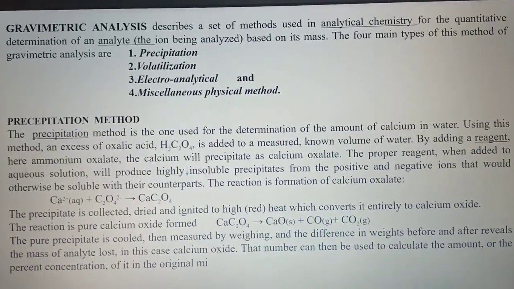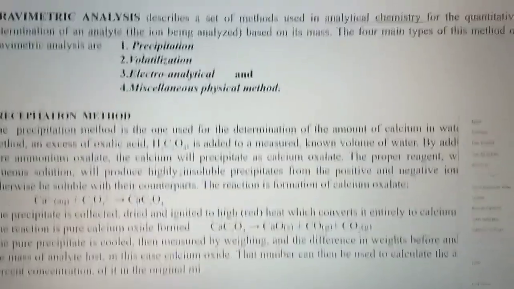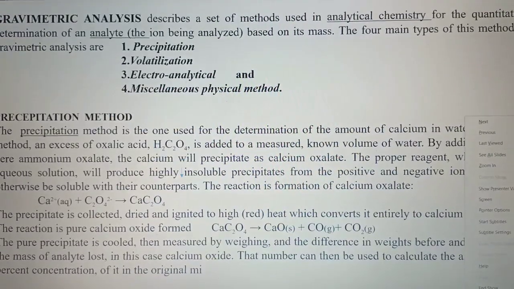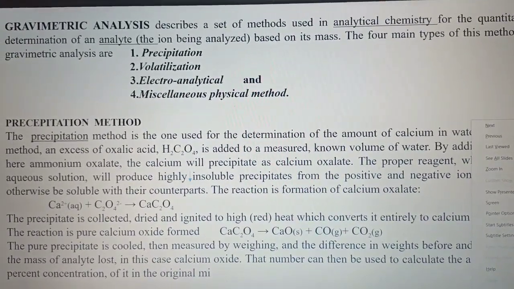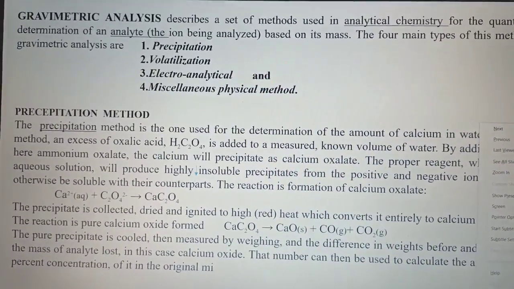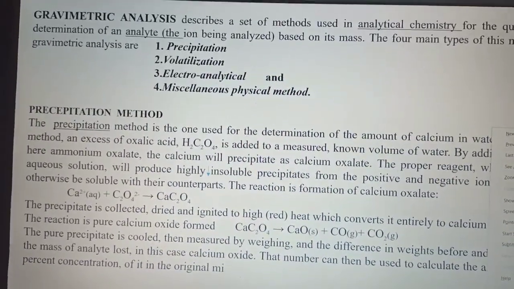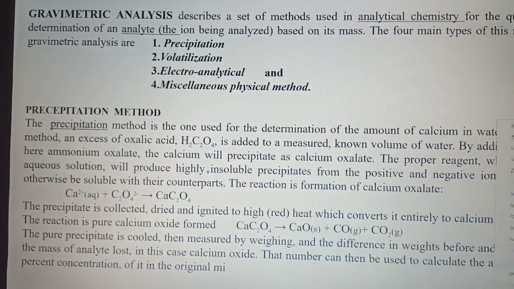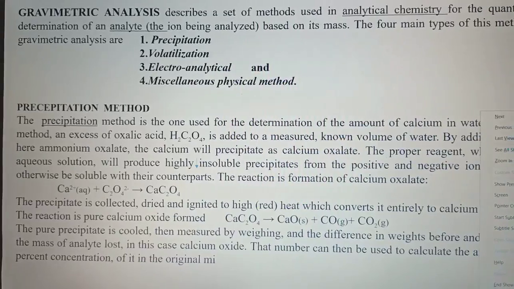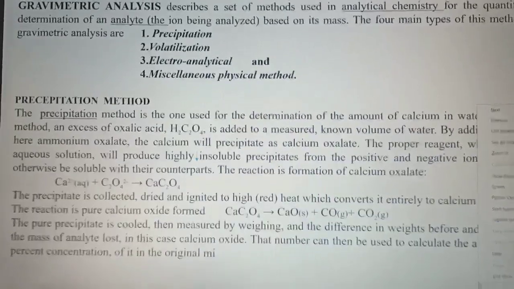Gravimetric estimation is generally done by means of 4 different methods: precipitation, volatilization, electroanalytical methods, and miscellaneous methods, that is thermogravimetric methods. Precipitation is mentioned in your syllabus, so the steps involved and the overall procedure are to be dealt with in your topic. Volatilization, electroanalysis and miscellaneous methods are not mentioned in your syllabus at present.